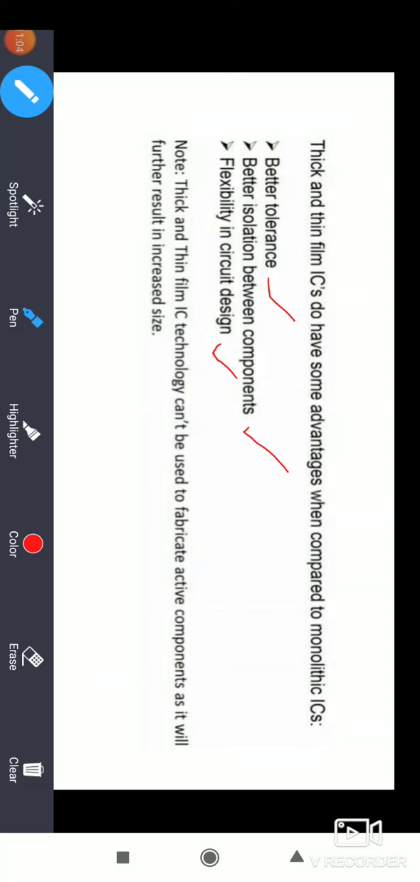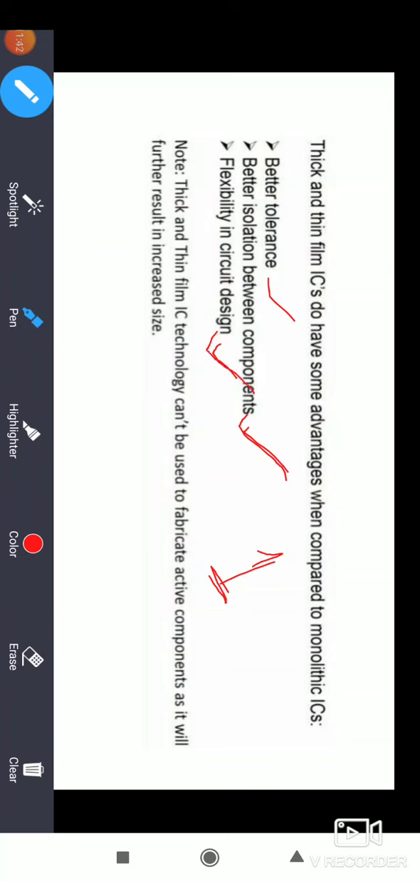Here, monolithic means single stone. We can fabricate the IC on a single stone, but isolation between the neighboring transistors or circuits is not possible; it is difficult to isolate. But in thick and thin film ICs, isolation is good, there is flexibility in circuit design, and better tolerance.